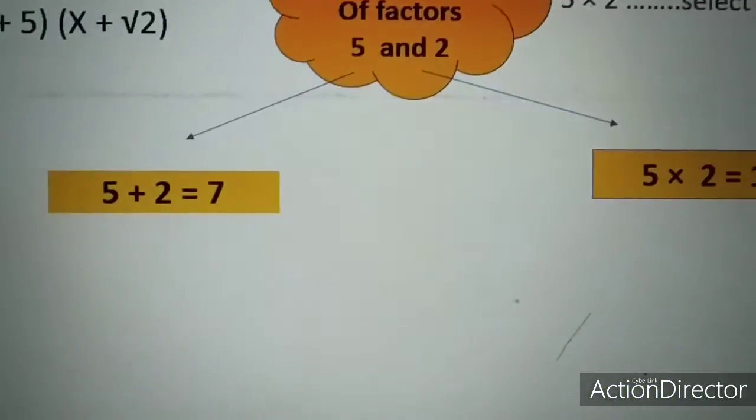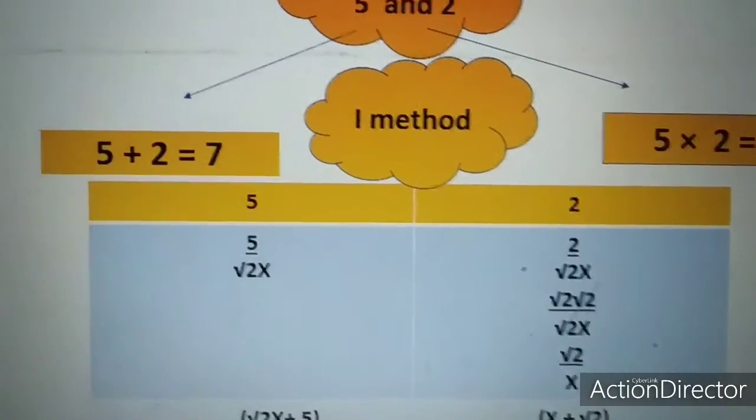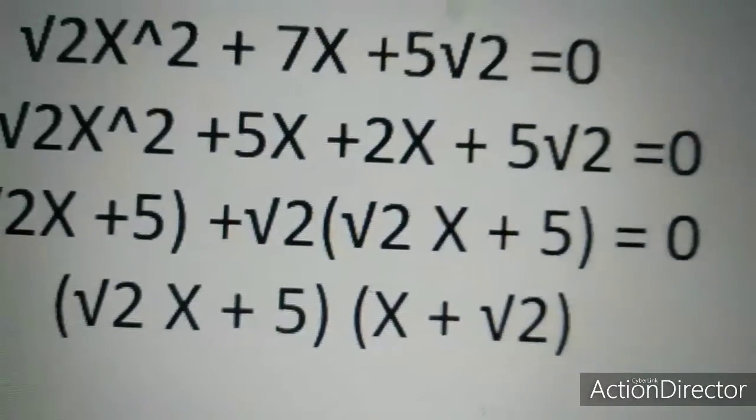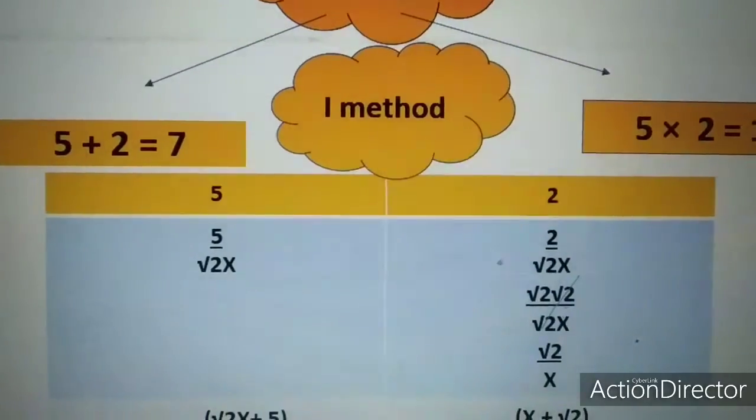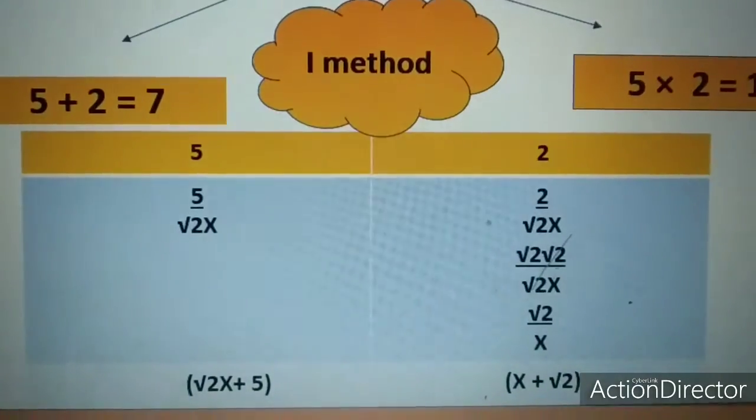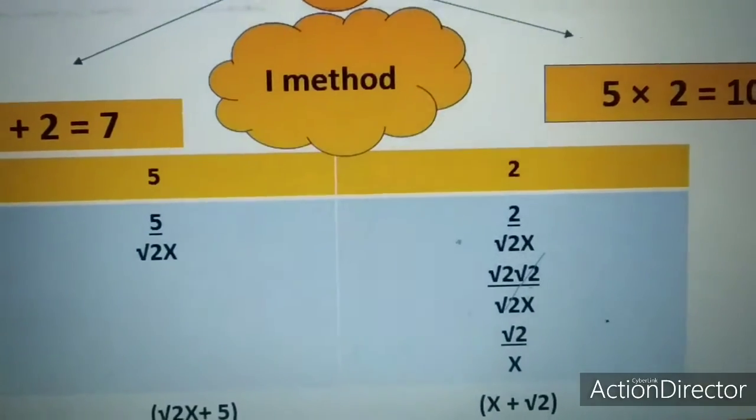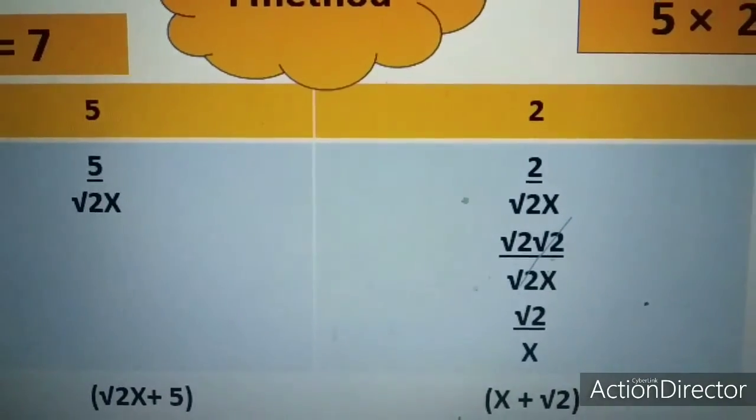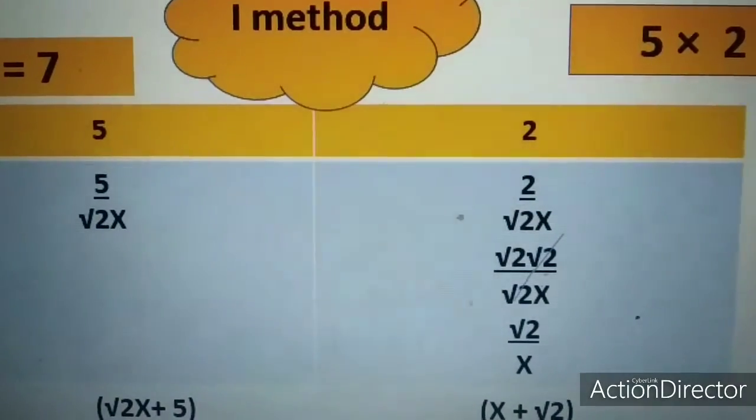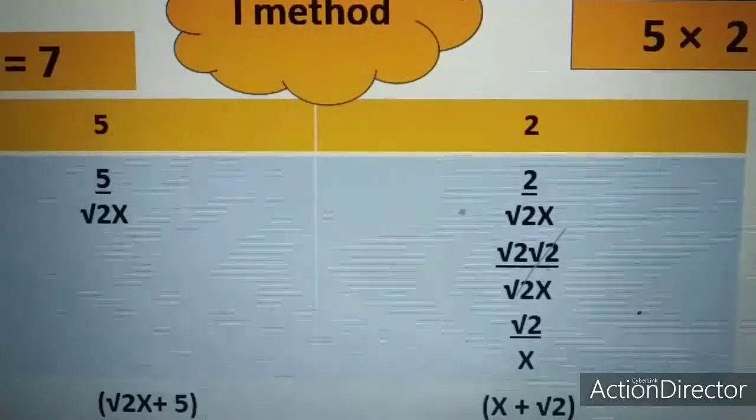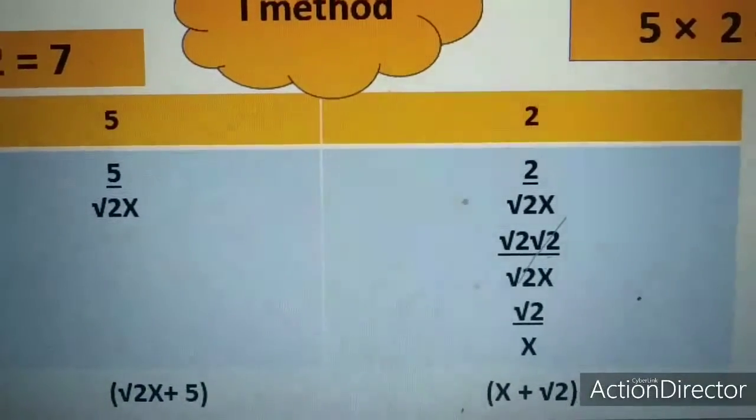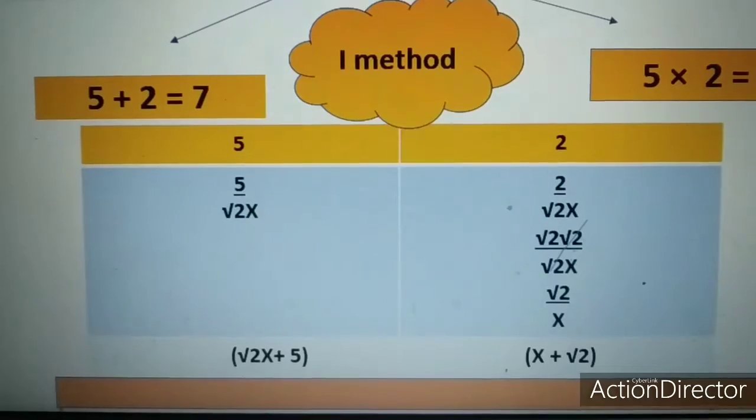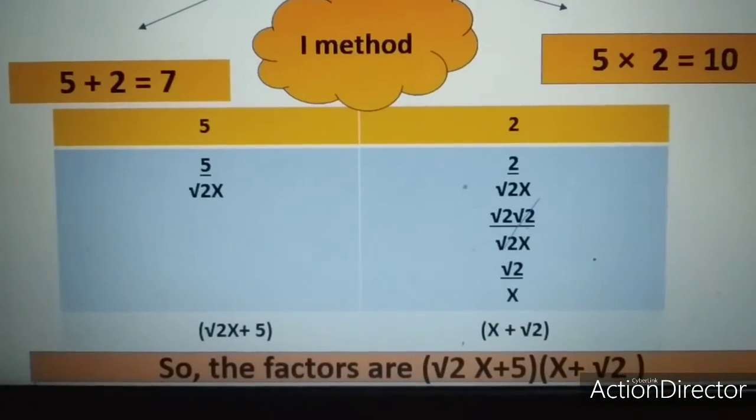Coming to the I method, as I said earlier, write the two factors first and divide it by the first term over there, that is root 2 x square. Instead of x square, I am taking only x over here, that is root 2x. First term I can write it as it is, that is root 2x plus 5. Coming to the second term over here, please understand this fact clearly, 2 can be written as root 2 into root 2. So one root 2 is getting cancelled from the denominator and my answer is root 2 upon x. So my answer will be x plus root 2. So my final answer will be root 2x plus 5 into x plus root 2.